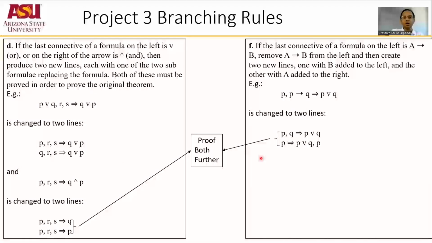The other branching rule is when there is an implication in the premise or the head. In this case, let's take this P, comma P implies Q as a part of the premise. Then one formula results by taking the tail or the body of the implication and adding it into the head. That is, P, comma P implies Q results in P, comma Q sequent P or Q. The other results by taking the head into the opposite side. P implies Q, P or Q, comma P.